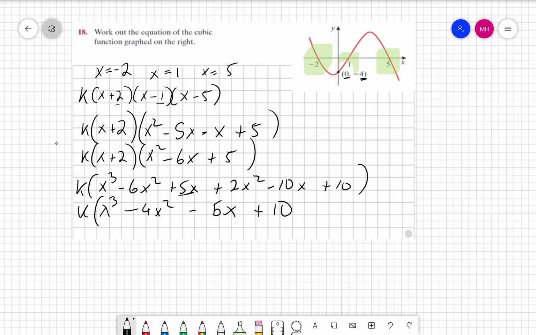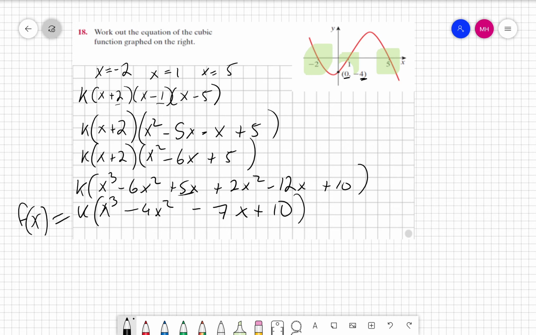I feel like I've done something wrong here. Let me just double check my work. x cubed minus 6x squared plus 5x plus 2x squared minus 12x plus 10. Okay. So plus 5 minus 12 would be minus 7x. Okay, yeah. So our f of x is equal to that.